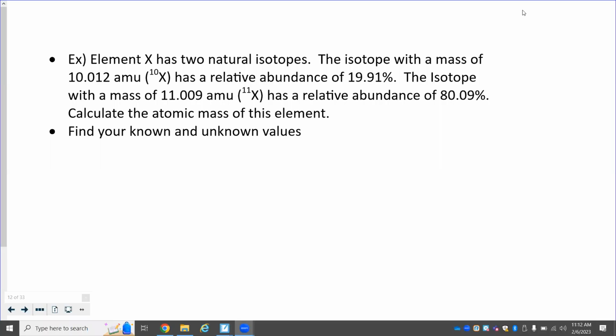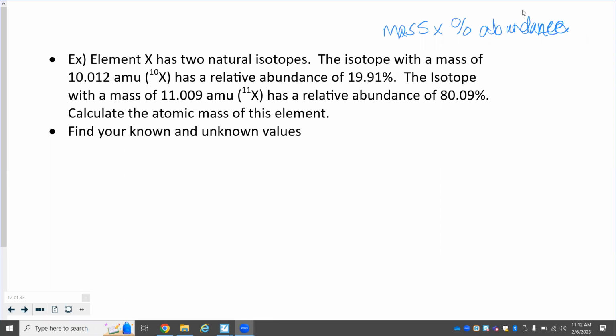All right, so let's look at an example of how this works. And like I said, for each isotope, we're going to have to do mass times percent abundance, written in that decimal form. Oh, excuse me. I can't spell today. There we go.